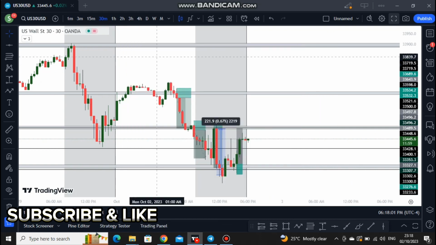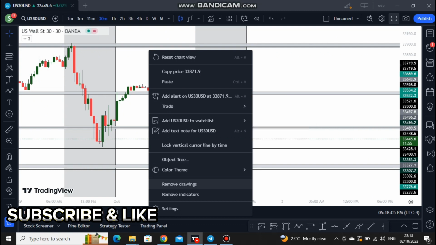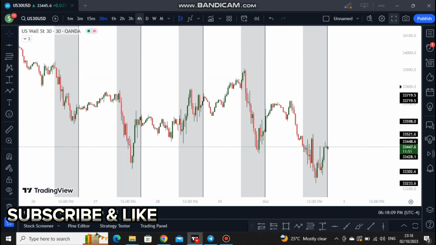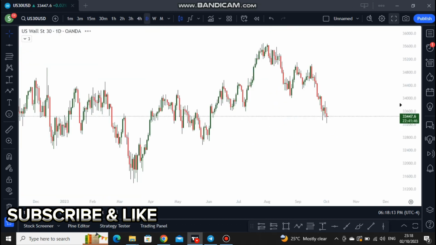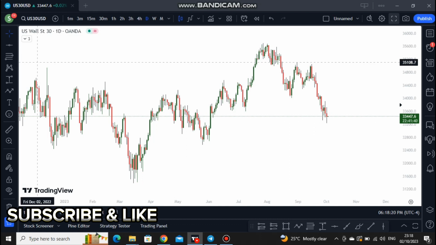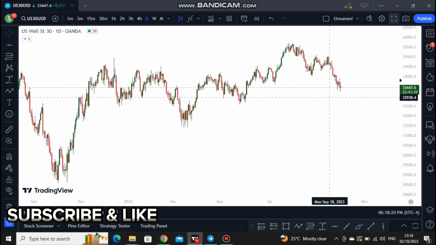So right now I'm going to be clearing this chart. Okay, then that is it, guys. So right now we're going to be analyzing from the daily time frame. We want to know what the daily time frame is saying. First of all, let's deactivate our session, and we have our daily time frame here. This is the daily chart, right?